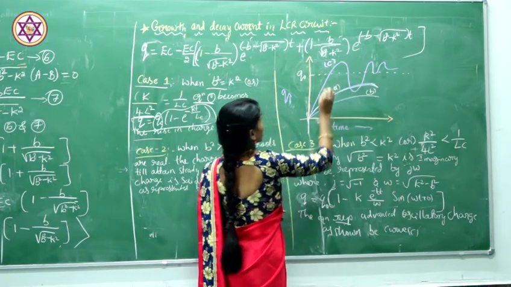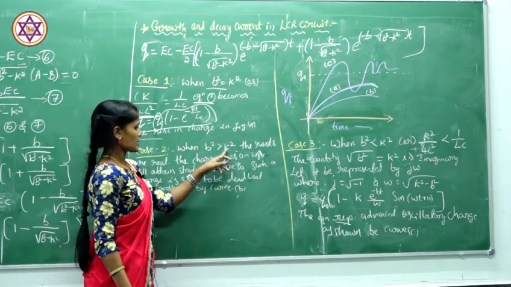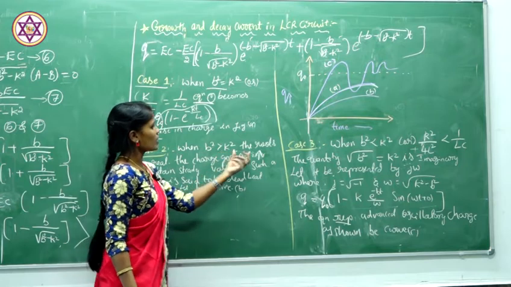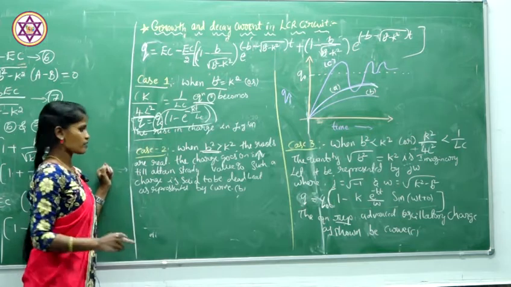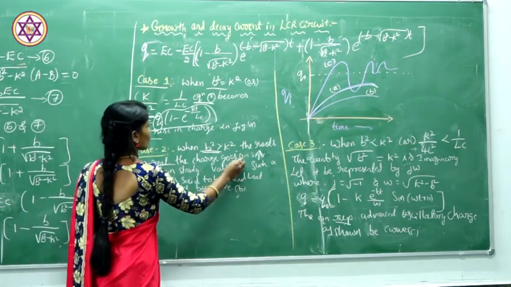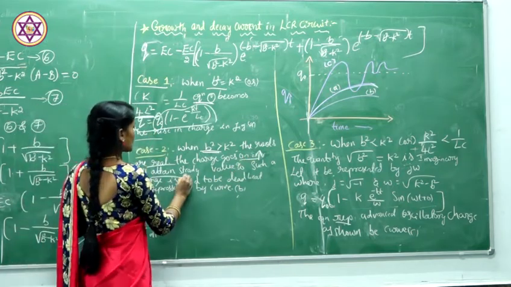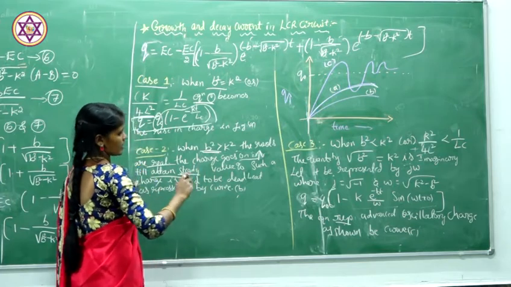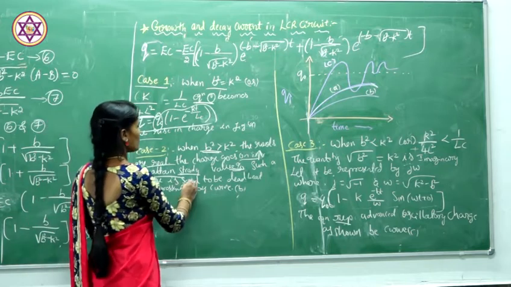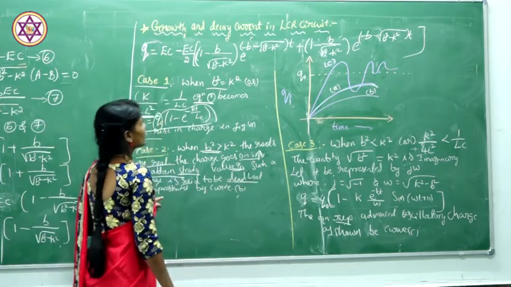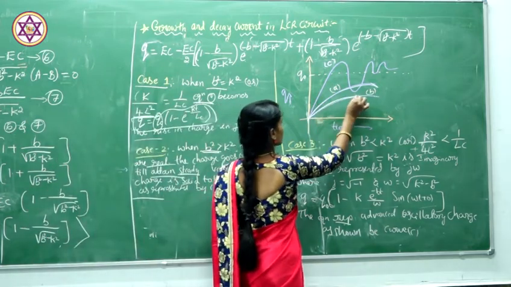This is curve A. The second case is when b square is greater than k square. Here the roots are real. The charge goes on increasing till it attains the steady state value Q naught. Such a charge is said to be deadbeat, as represented by curve B.